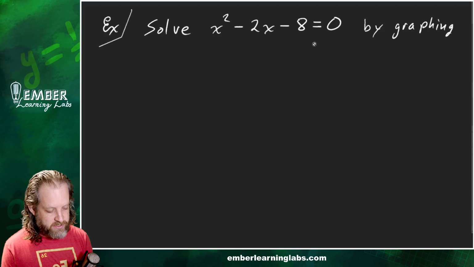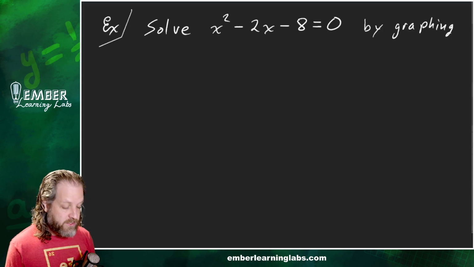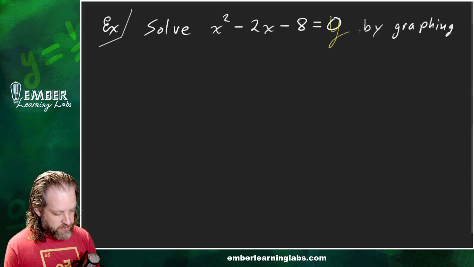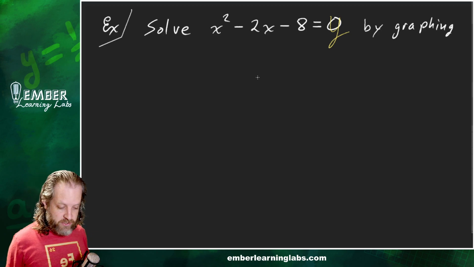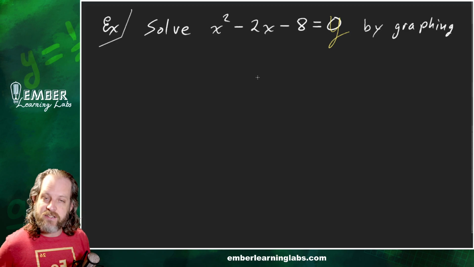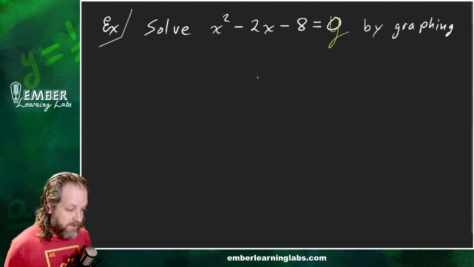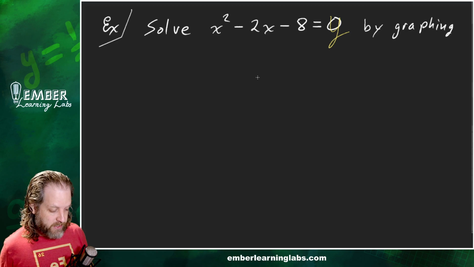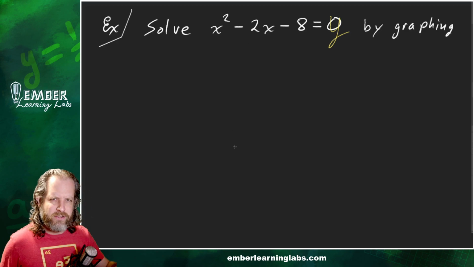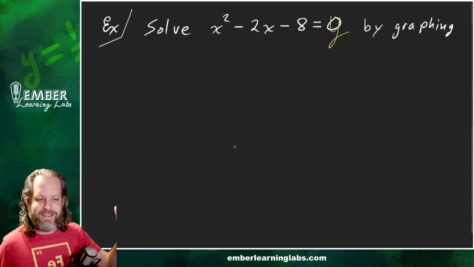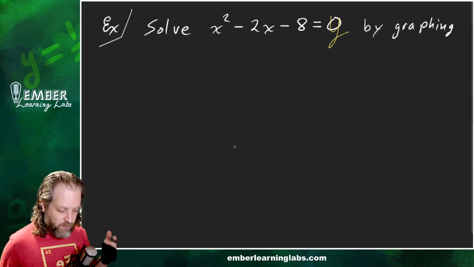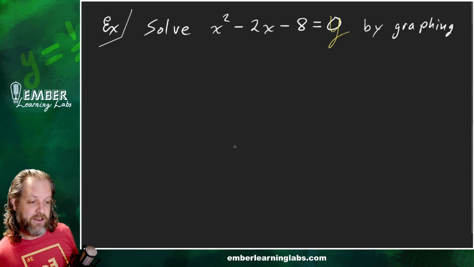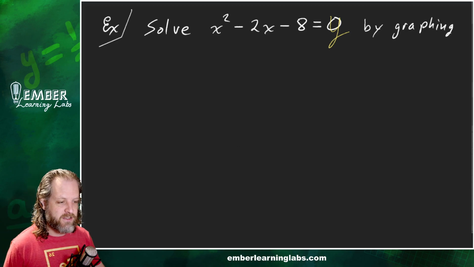So the first example is we're going to solve this by graphing. In order to solve this by graphing, we change the 0 into a y and then we graph it. Now, we could graph this by hand, getting the vertex using negative b over 2a, and that would be a good exercise. And actually, we could solve this by factoring and then graph it using the roots we found. But instead of all that, we're going to use an online graphing calculator called Desmos. So let's go there.